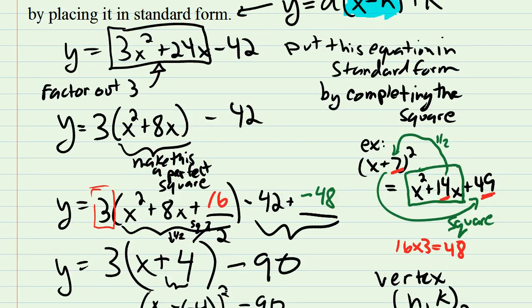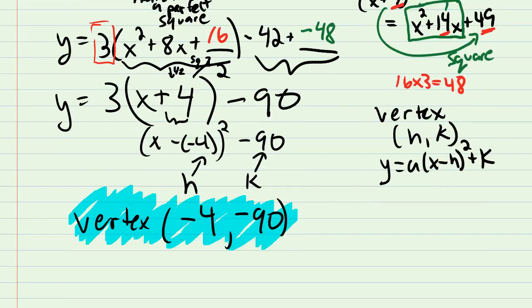Okay, complete the square, but be careful completing the square. In order to do it, you have to factor out the coefficient that's on the x squared. Okay, great. You get that final answer.